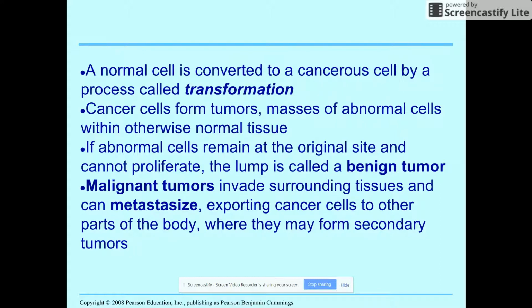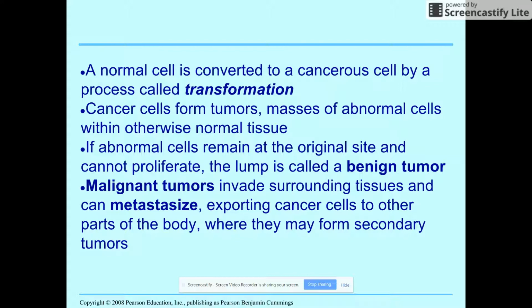When we first have cancer develop, we say there's a moment of transformation where we go from having normal cells with normal DNA without mutation, and then we go through a mutation event which would cause that cell to transform and become cancerous. The cancerous cells will then divide and form tumors.